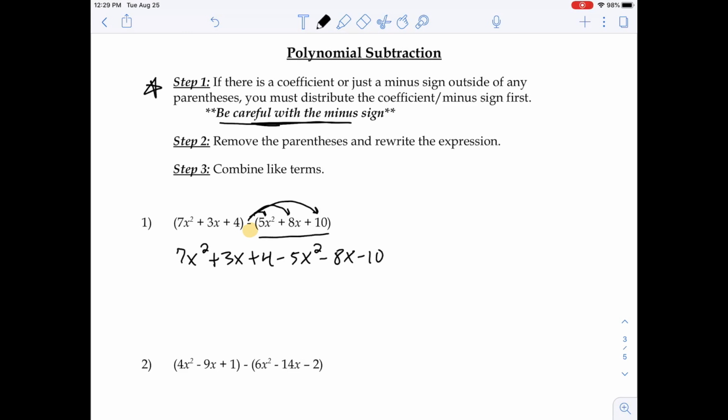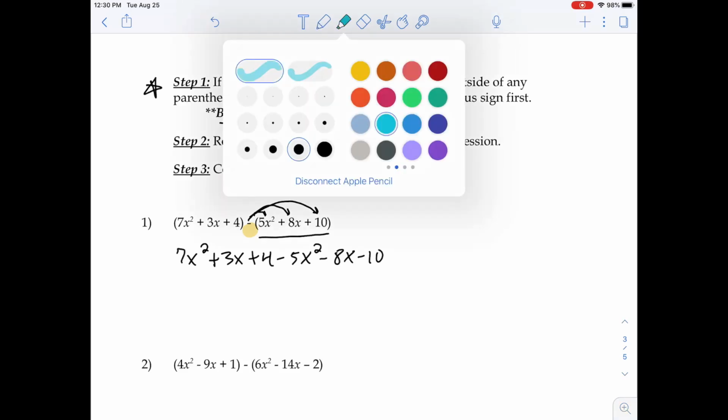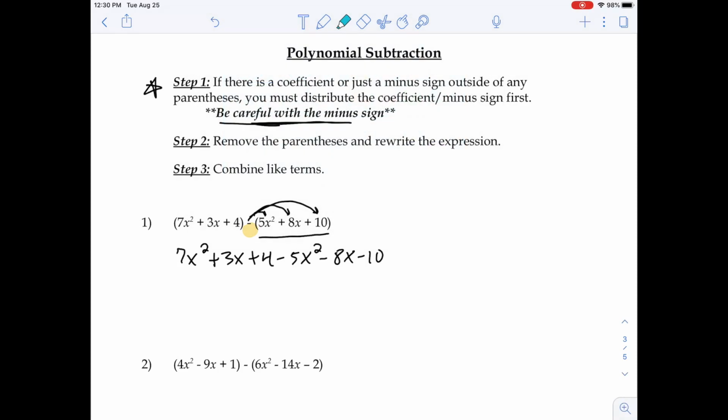So that's a critical point there. And a lot of students make that mistake. They don't distribute the minus sign all the way to the terms that are inside the parentheses. So now we can go ahead to step 2 and look at some of the like terms. So we have 7x squared minus 5x squared. So of course that's going to give us 2x squared.